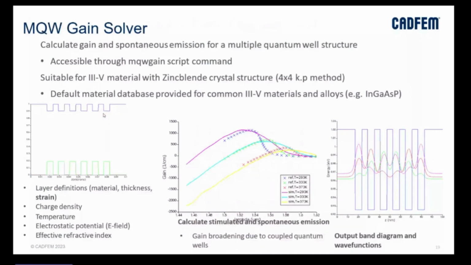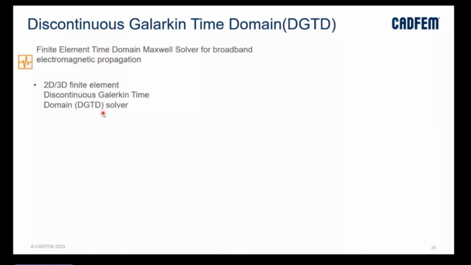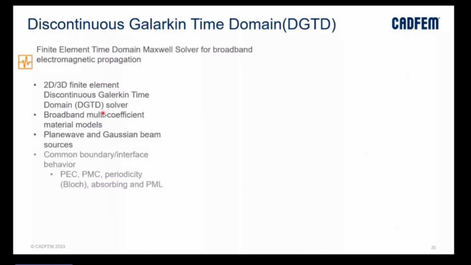Yeah, so just quickly going through the application part. We have the DGTD. Basically DGTD is a counterpart of FDTD, and it stands for discontinuous Galerkin time domain method.